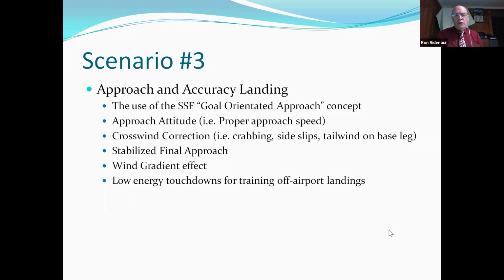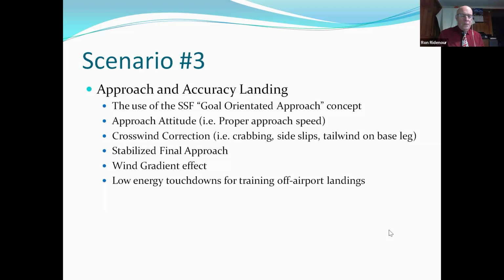So landing configuration, stabilized approach, means on a glide path that will get you not only to the runway, but into the touchdown zone area that you've chosen, and in landing configuration: gear down, flaps down, dive brakes partially open. This allows you to then talk about this wind gradient effect, which has some controversy. We have good discussions at flight instructor clinics.